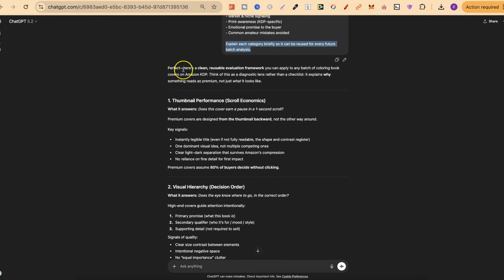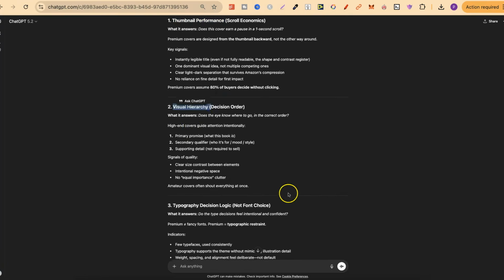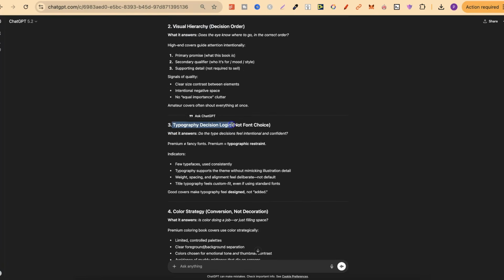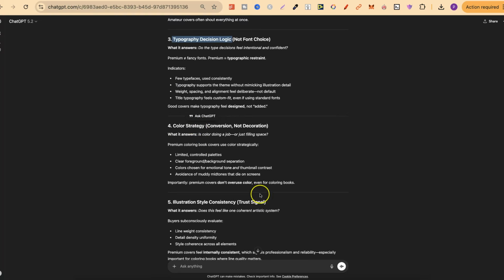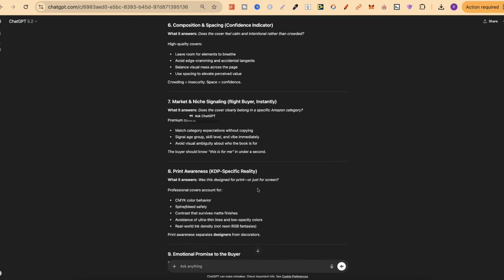So, it says, perfect, here's a clean, reusable evaluation framework. So we have the thumbnail performance, we have the visual hierarchy, we have the typography decision logic, and also the color strategy, along with everything else that we need. Now, using this framework first is really going to help us dial in what makes colouring book covers premium, and then we can apply all of this knowledge to newer books that we create to sell on KDP.